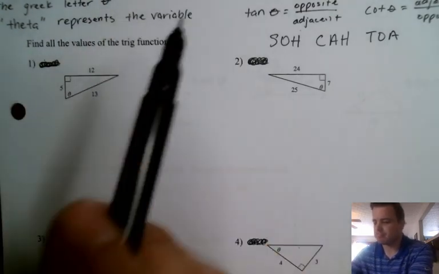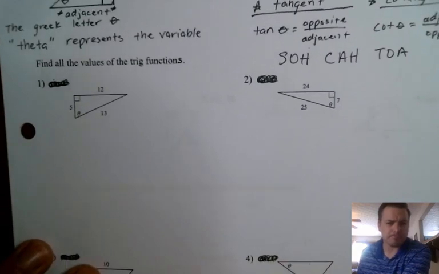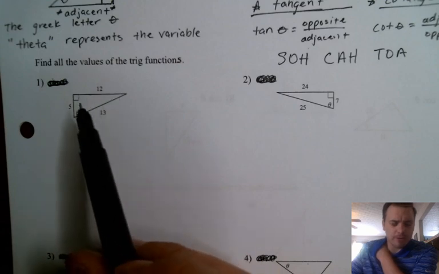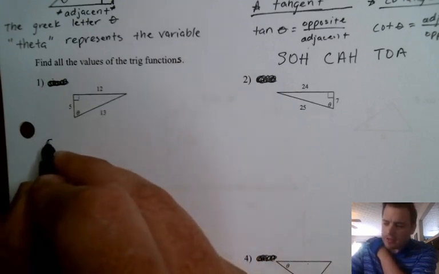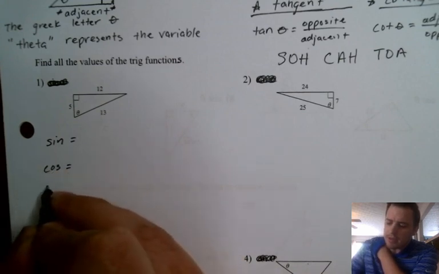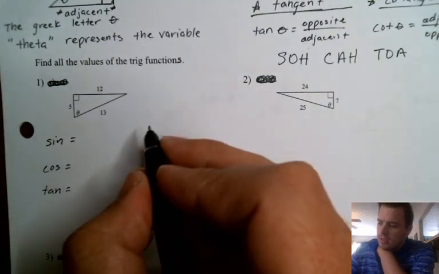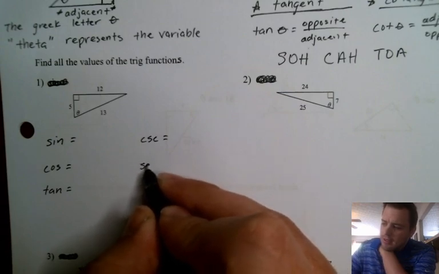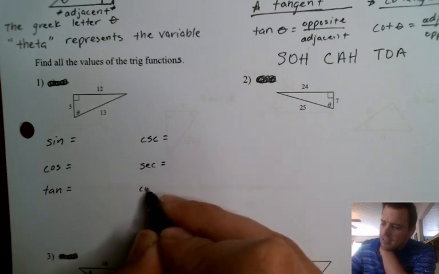All right, so this first one, number 1. Find all the trig values of this whole triangle. So I'm literally going to do this: sine equals, cosine equals, tangent equals, cosecant equals, secant equals, cotangent equals.